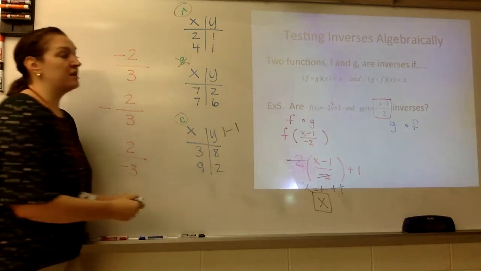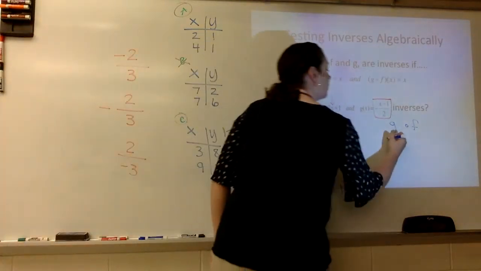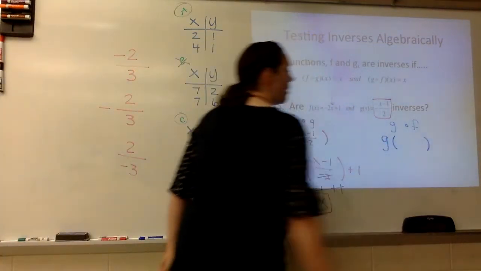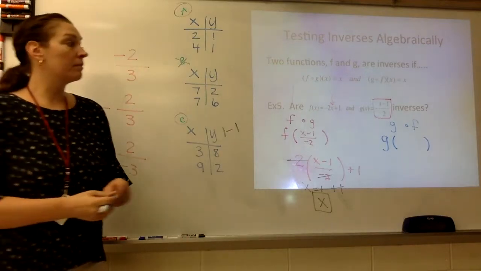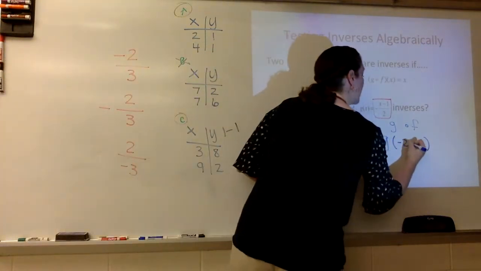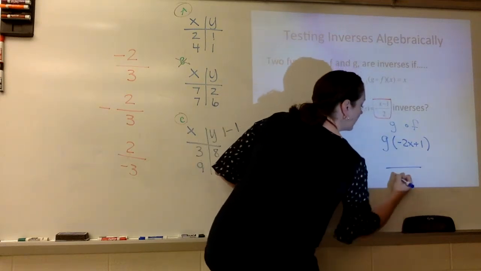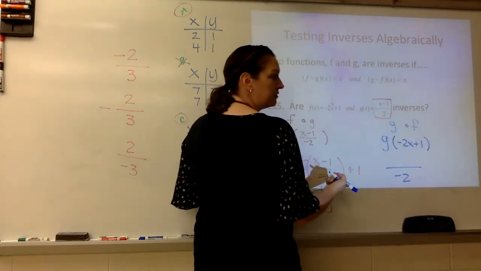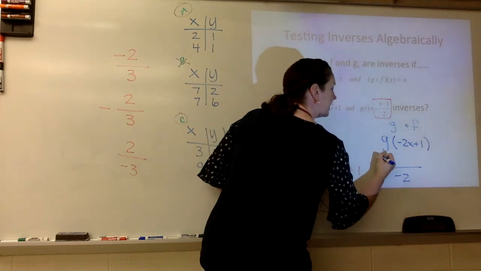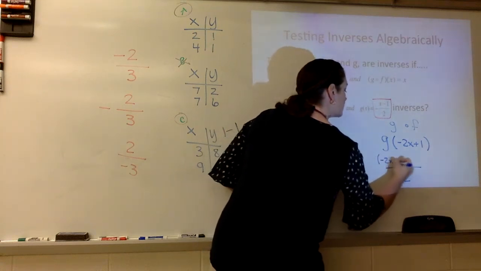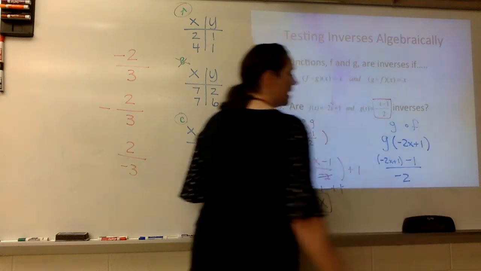Now I'm going to go to g of f. So I'm going to go to the g function. What do I plug into the g function? Negative 2x plus 1. So I go up here. I'm going to put that negative in the bottom, the amazing floating negative. I'm going to replace x with negative 2x plus 1. And I'm going to keep the minus 1.